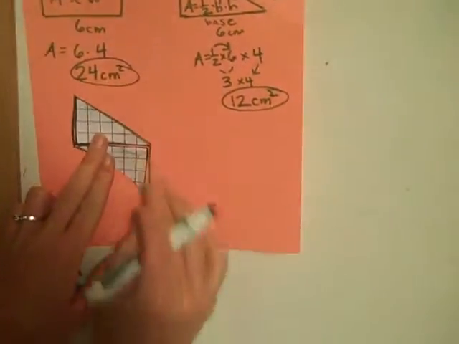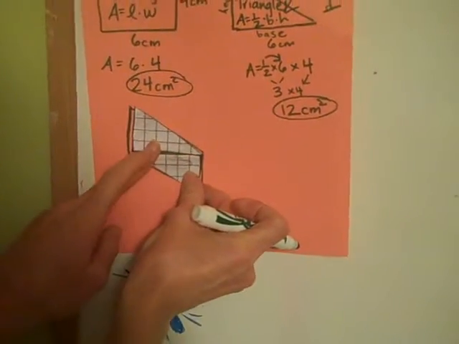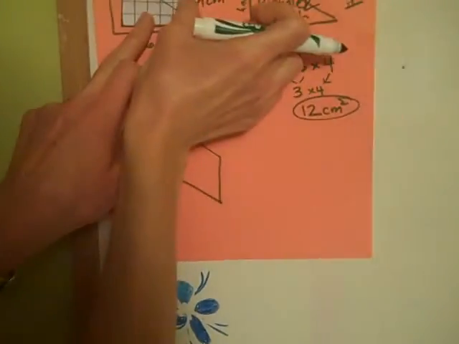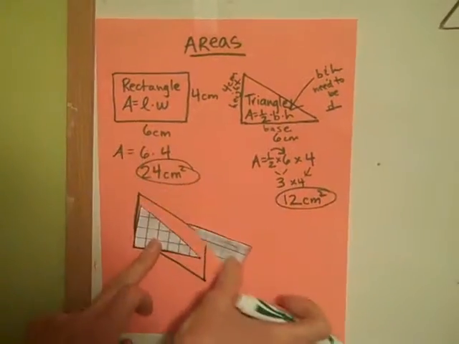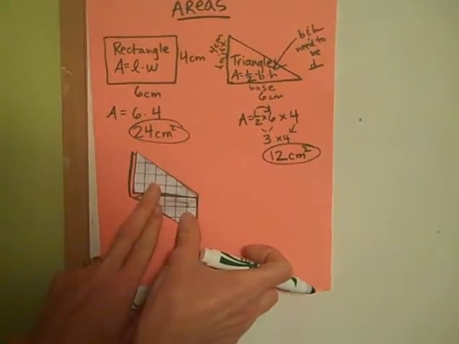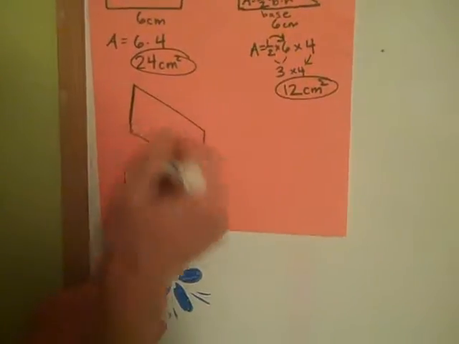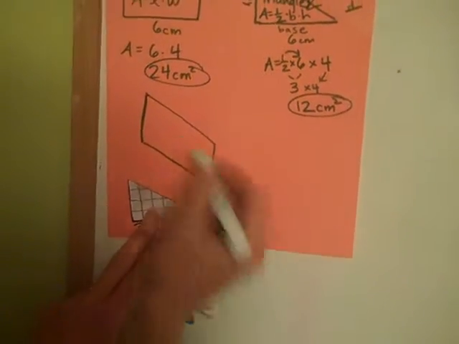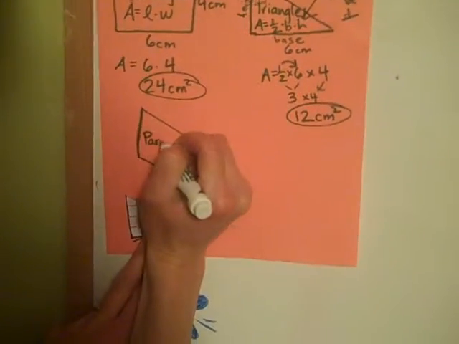Okay. Now, this parallelogram has the same area as the rectangle. It has the same number of square units. It's just shifted around differently. So we know the area is going to be 24. The question is how you get it. So write in parallelogram.